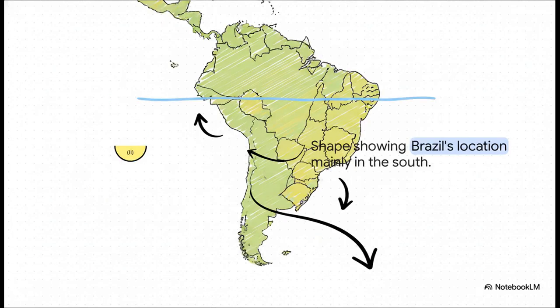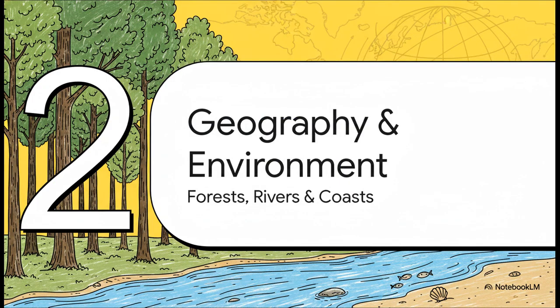Now, compare that to the shape for Brazil. It completely dominates the bottom half of the circle, showing its position mainly in the southern hemisphere. Actually, quick caveat here. You have to be a little careful with this one because, while it's mostly in the south, the equator does actually slice right through the very northern part of Brazil. Moving on to Section 2, Geography and Environment.